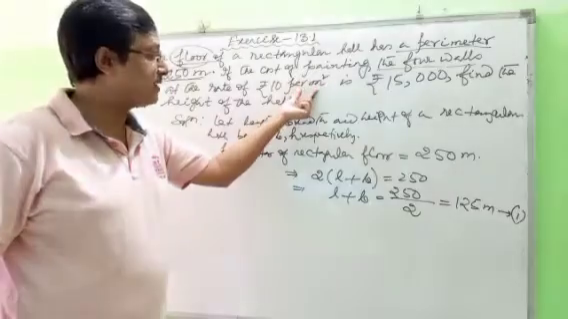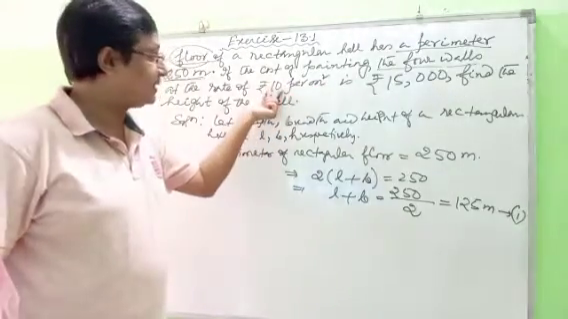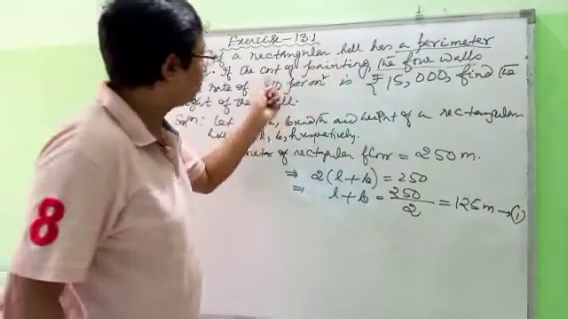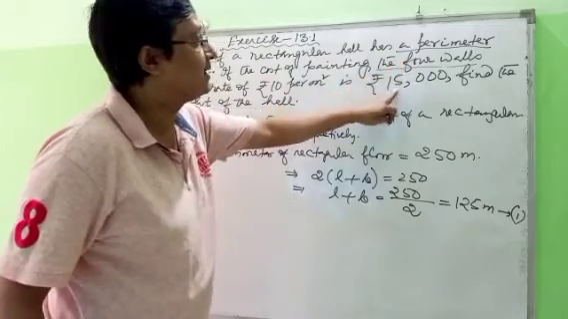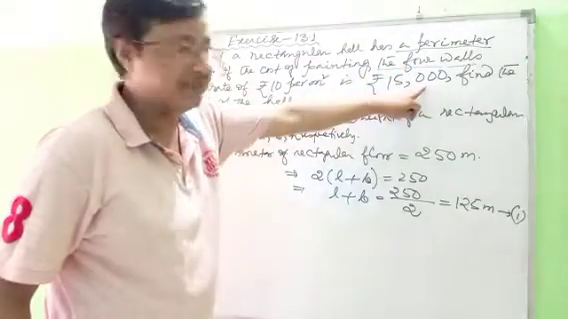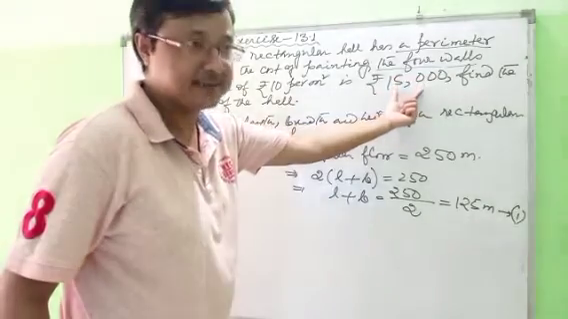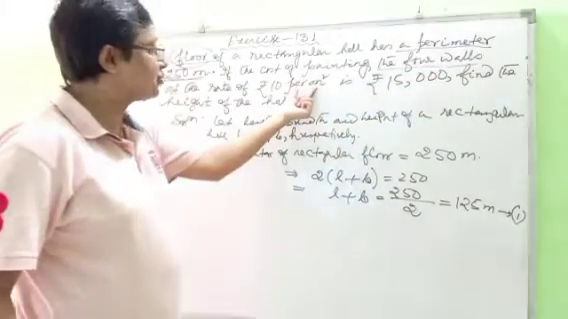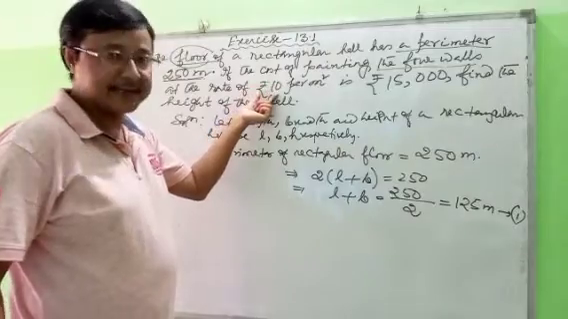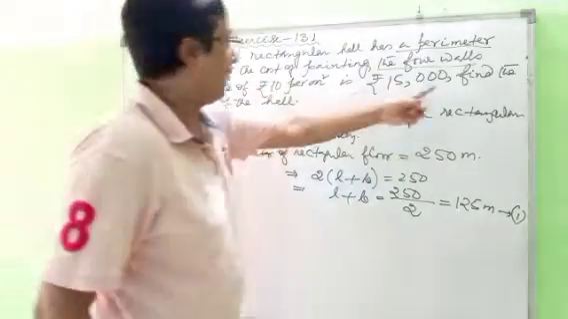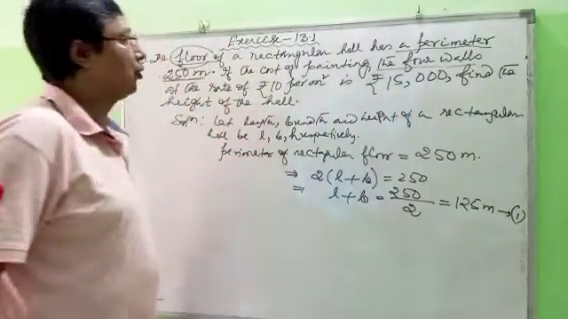So 1 square meter cost of painting is rupees 10 and the total cost of painting is rupees 50,000. That means if you paint the 4 walls, the total cost will be 50,000, and just to paint 1 square meter will cost 10 rupees. Now find the height of the hall.